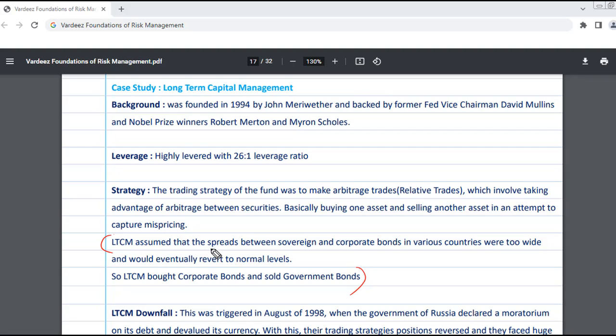Now let's talk about the actual strategy of LTCM. LTCM assumed that the spreads between sovereign and corporate bonds in various countries were too wide, and they would eventually revert to normal levels. Now have a look at this particular diagram that I've just made.